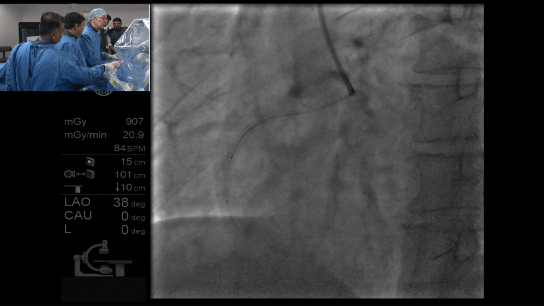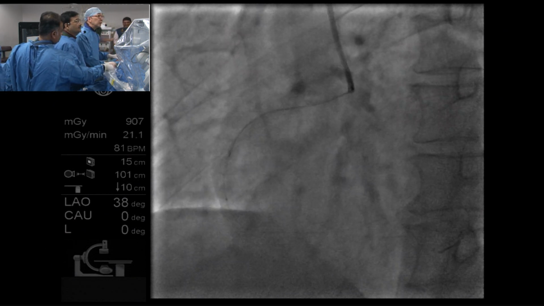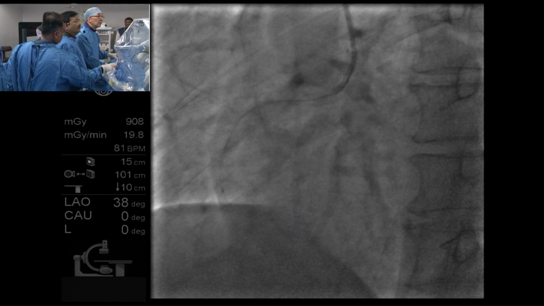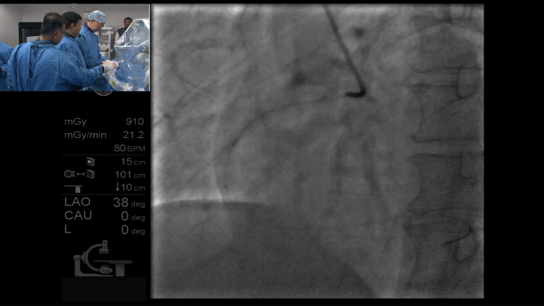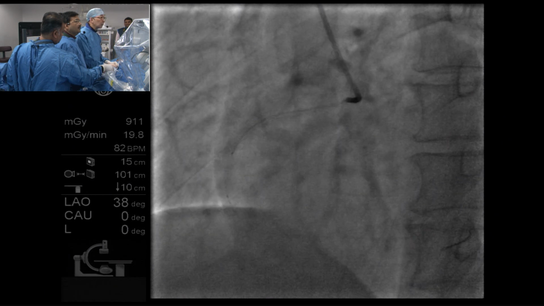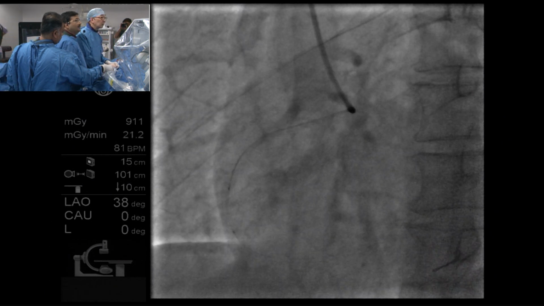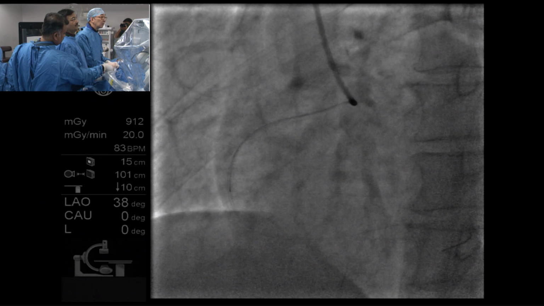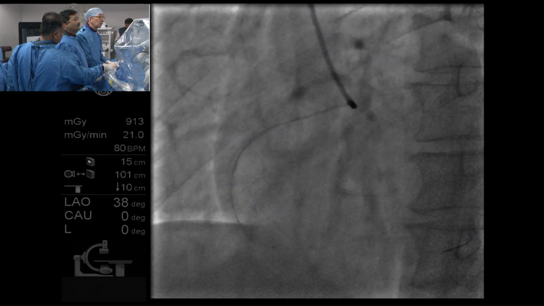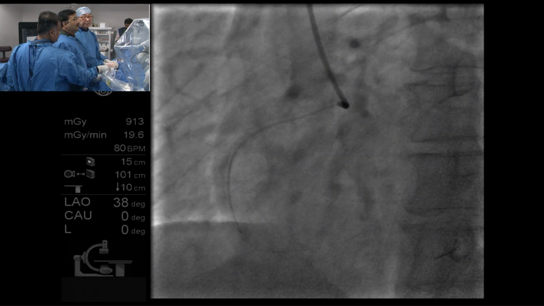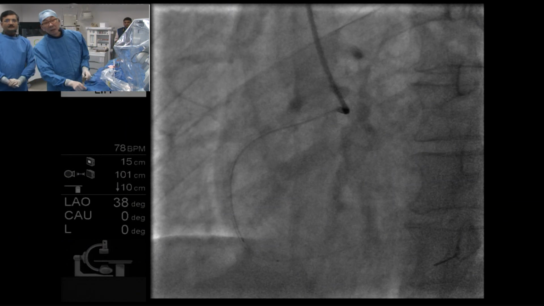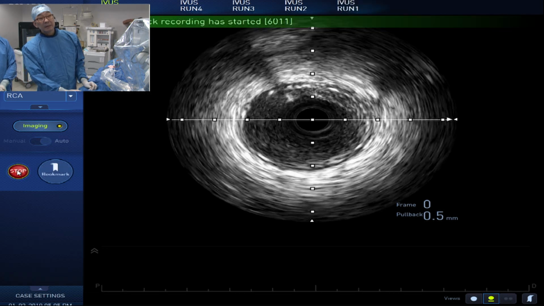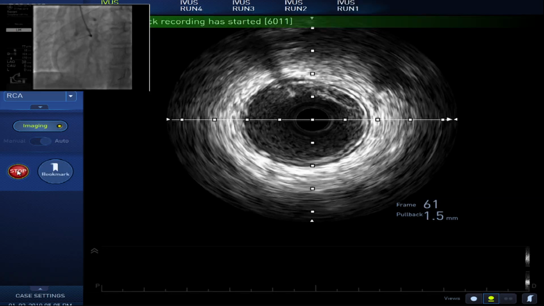Still cannot hit the band. Yes, nicely. The guiding is still unstable, but okay, because of the strength of the wire, let's see alive. We are not able to see the IVUS. Now we can see. Recording? Yes.